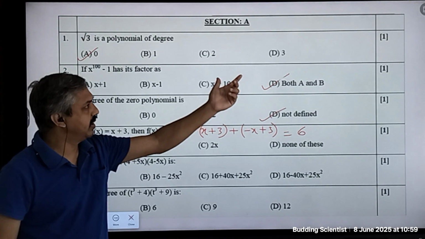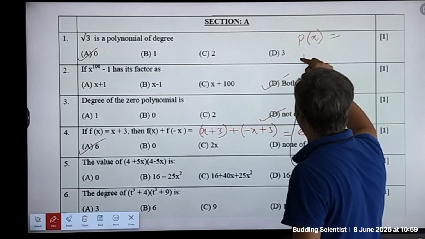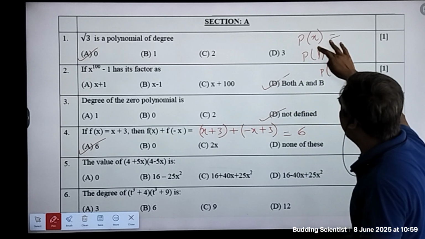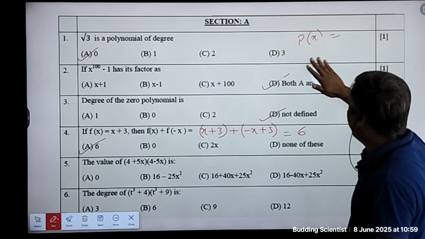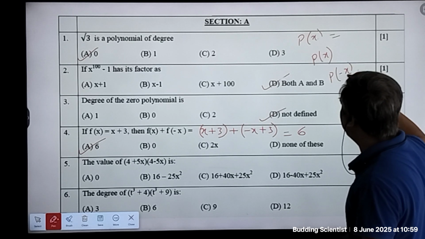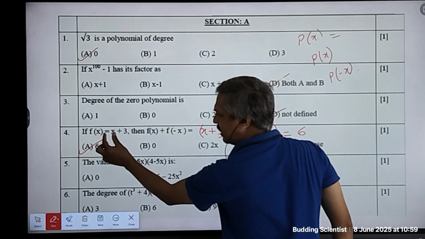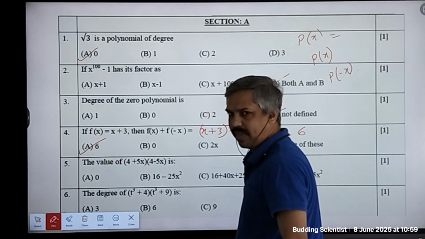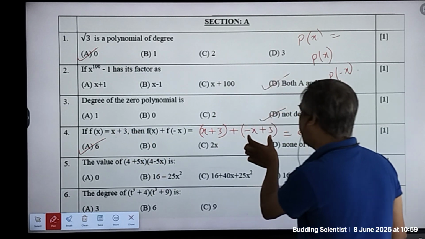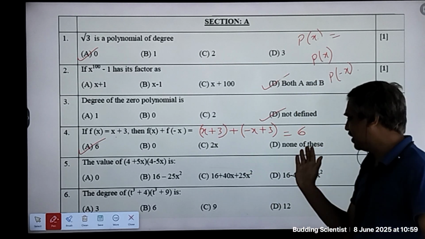Just like we took the polynomial p of x is equal to something and then p of 1, then p of minus 1. Similarly, we can write p of x or f of x and then p of minus x as well. Just instead of x put minus x. So f of minus x will be minus x plus 3, because this 3 is not dependent upon anything else. So minus x plus 3. Put this, add: x and minus x get cancelled, 3 plus 3 is 6.